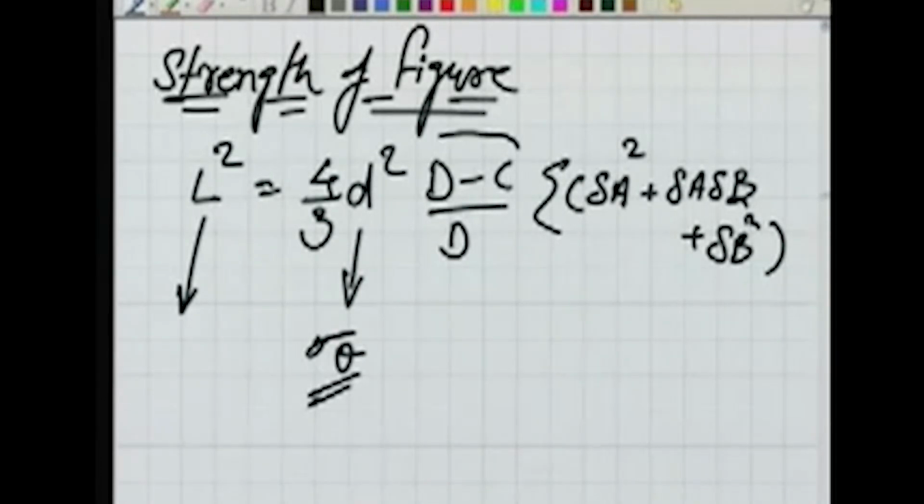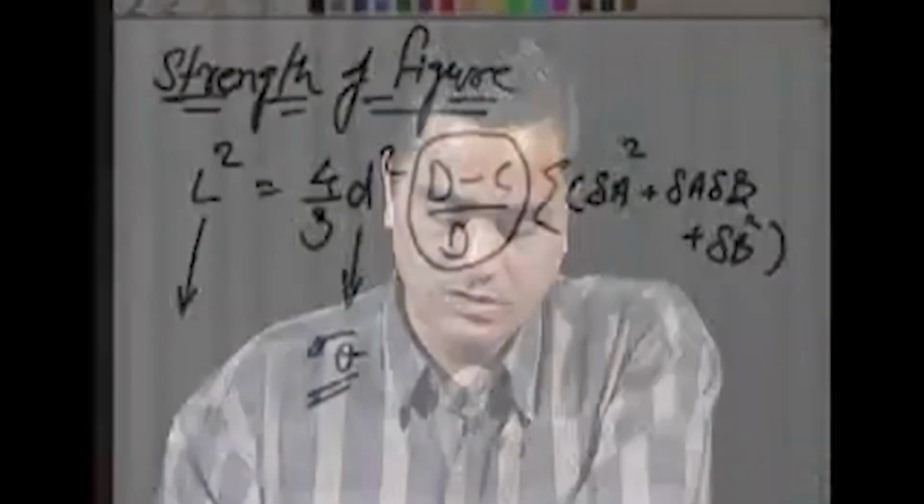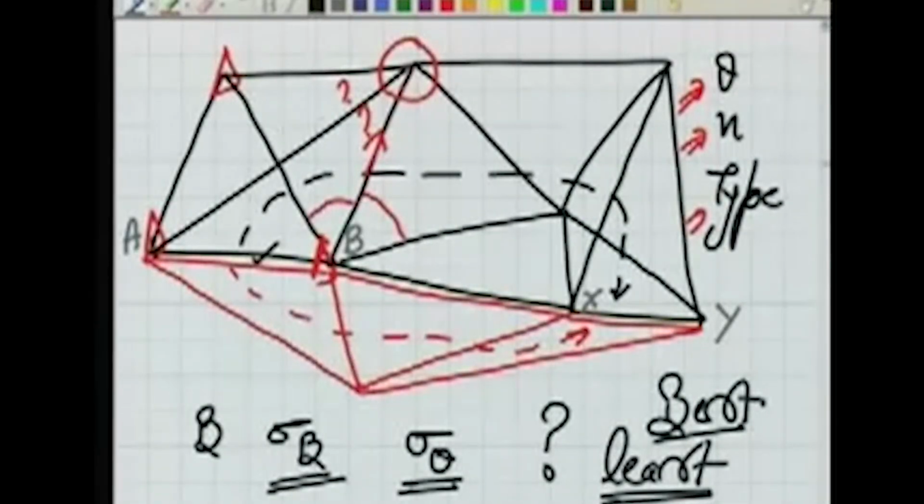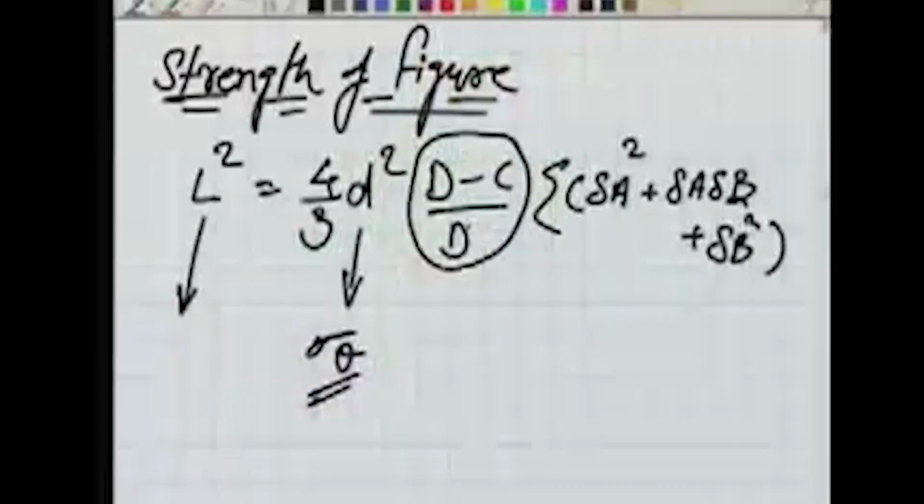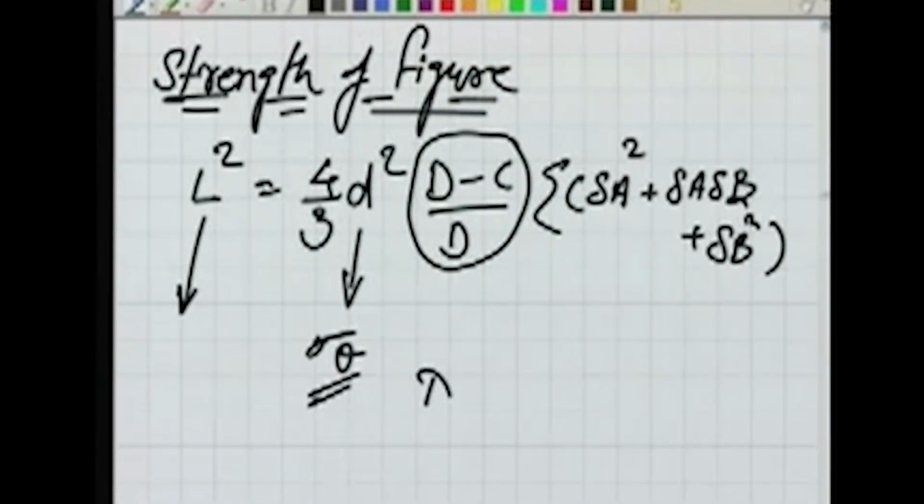D minus C by D gives the difference in these two figures, whether this black figure is different from the red figure. We'll come to each and every part of this D minus C by D now. Here D is the total number of directions observed except along known lines. Now what is the meaning of this?